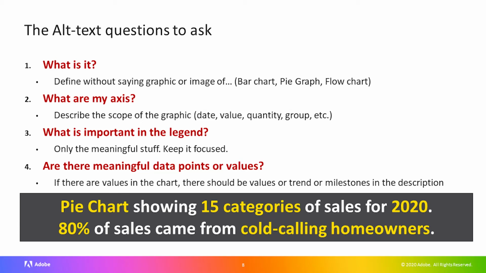So if we look at this example, pie chart, what is it? Showing 15 categories, what are my axes, of sales for 2020, right? That's the other axis. 80% of the sales came from cold calling. So what is the important information in the legend, and are there meaningful data values that I want to explain? So that is the formula that I use for creating meaningful alt text, right? It's not cut and dry. You are going to have to consult someone. You are going to have to use your brain and make those decisions on what information stays and what information goes, and maybe none of it goes, and you need to present it in a different way.